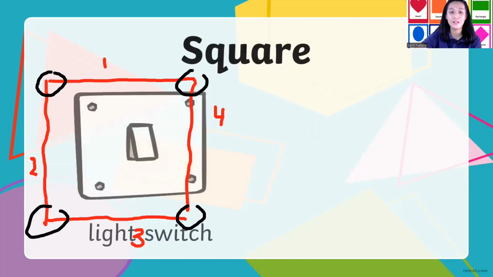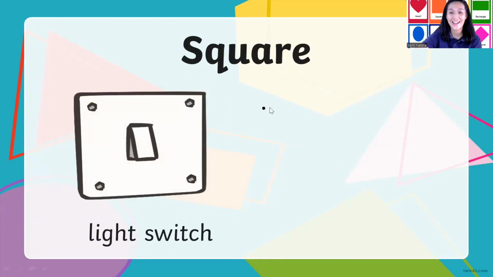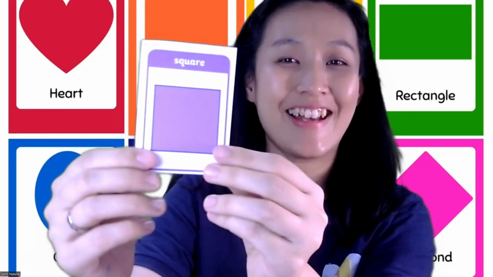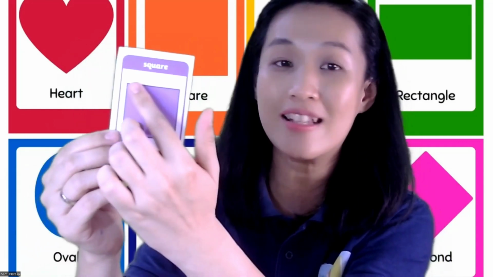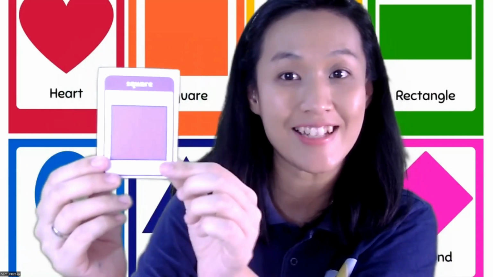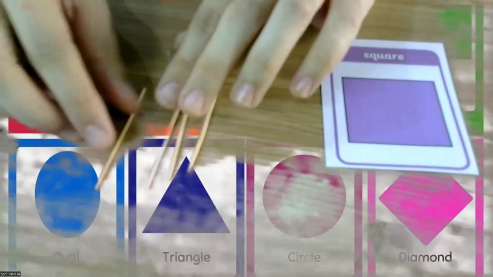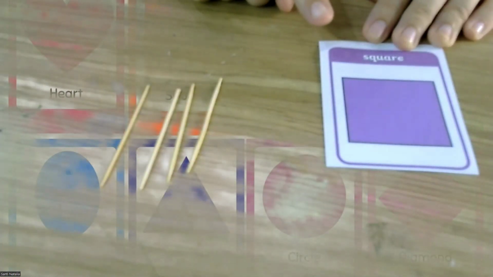Now, for example, you can see a square on the light switch, like this, and a building block. The shape is square. Now, can you find the square on your card? Square, where are you? Yes, this is a square. Now you can see, children, four same sides. Now let's make a square with your toothpick. You can take four toothpicks, children, because a square has four sides.